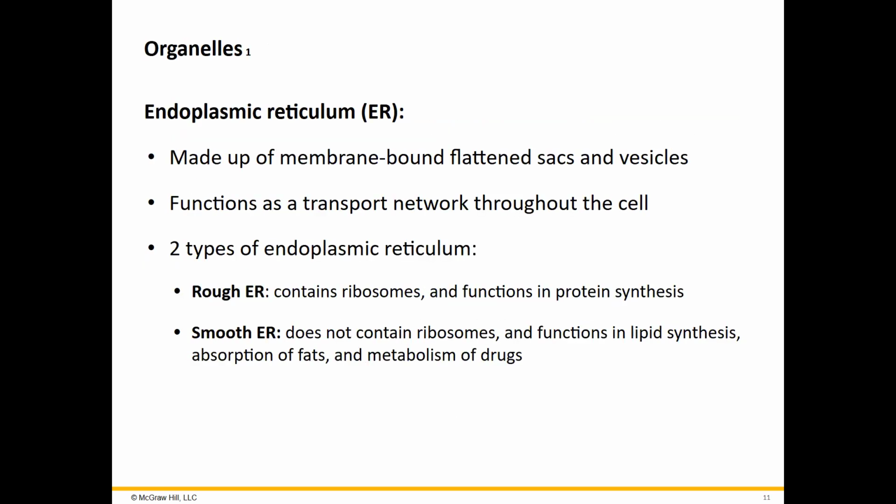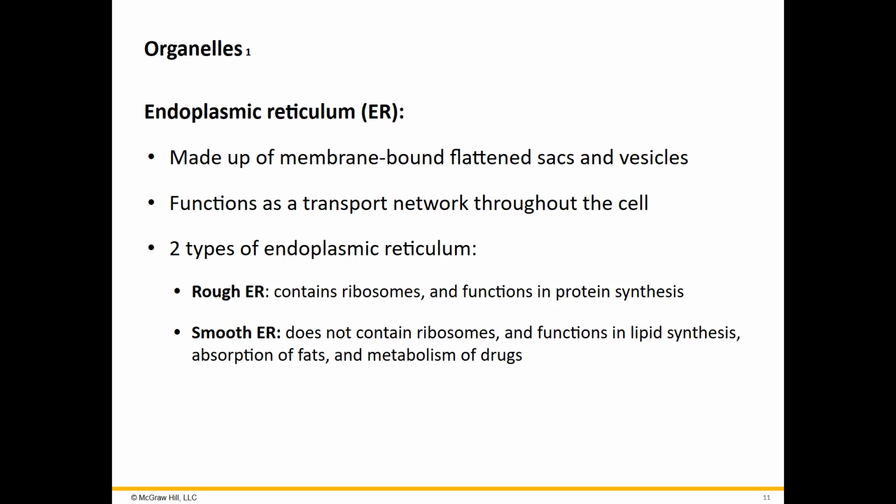Okay, let's talk about our first big organelle, the endoplasmic reticulum. Here's what I want you to know. The endoplasmic reticulum is the transport network of the cell. There are two portions of the endoplasmic reticulum. There's the rough portion and the smooth portion. The rough portion starts with an R, so does ribosome. The rough portion contains your ribosomes, so it produces proteins. So it's a transport network for the cell. You produce your proteins in the rough endoplasmic reticulum.